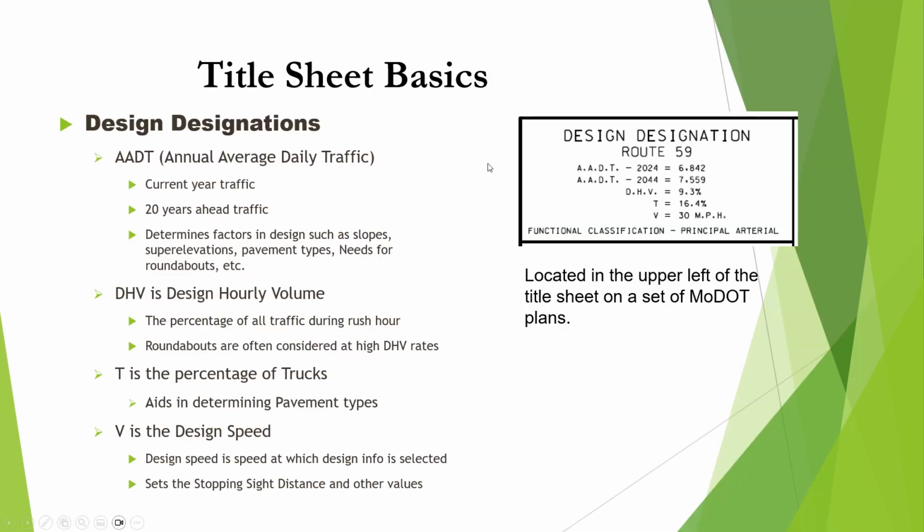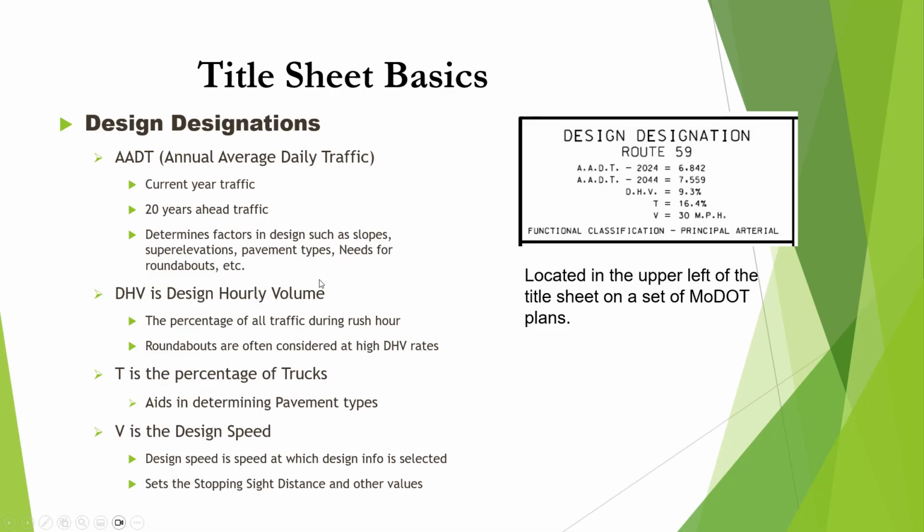Okay, starting at that upper left-hand block, we're looking at the AADT, which is the annual average daily traffic. Over here you can see it has that in the block, and it says for 2024 it is 6,842. So it shows the current year, and then it shows 20 years ahead of traffic. So we always give that 20 years ahead, which is projected to be 7559.